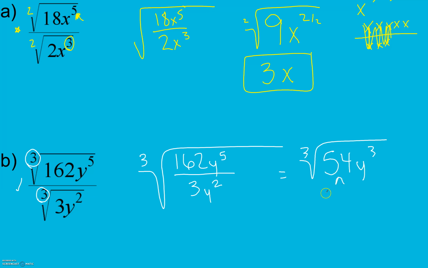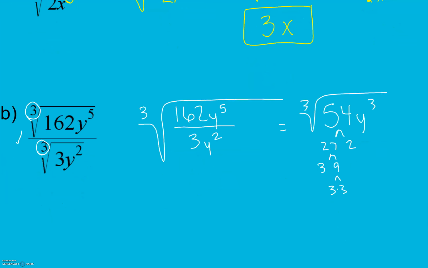54, I can break down, is 27 times 2, 3 times 9, and 3 times 3. So here, I get 2 times 3 times 3 times 3, y cubed. So again, if you didn't recognize that right here we have a perfect cube, you can break it down further. If you did, you can take the cube root of 27 and get 3. The 2 stays inside of our radical, and y cubed divided by 3 gives me just 1y, remainder none.